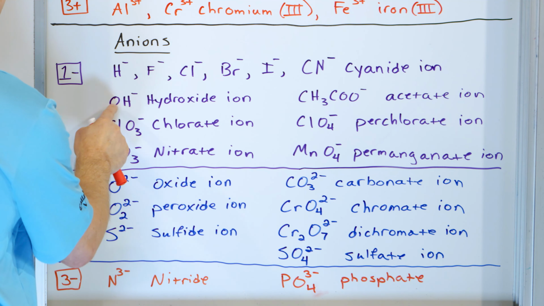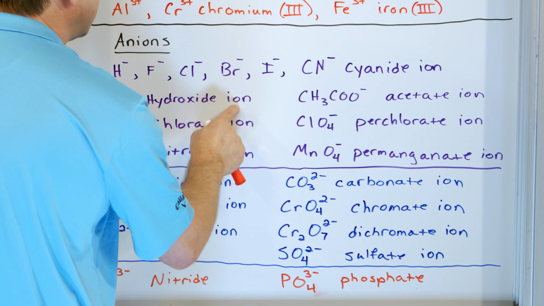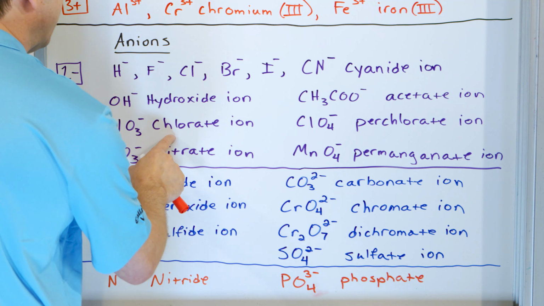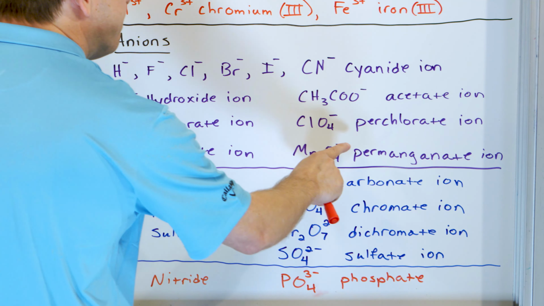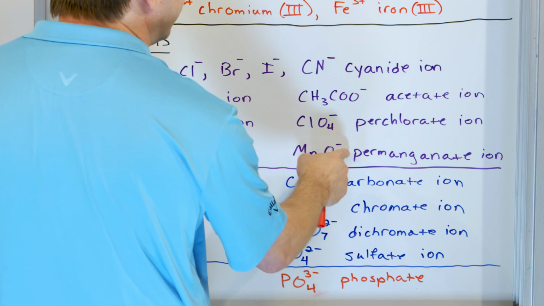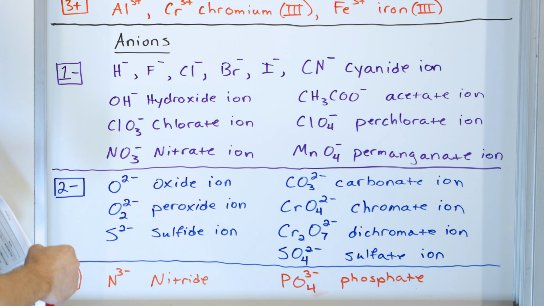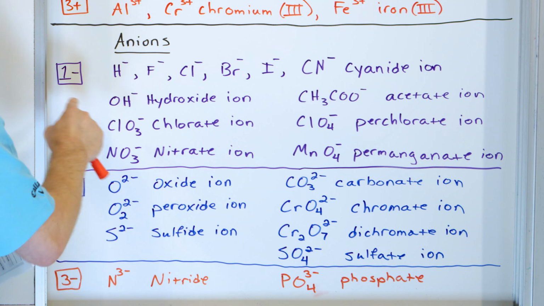Oxygen and hydrogen, just one of each, can come together and have an overall charge of -1. It's called a hydroxide ion. Then you have the chlorates and the perchlorates and the acetates and the permanganates. So one manganese there with 4 oxygens, overall, as a unit, has a charge of -1. The nitrate, extremely common, NO3, has an overall charge of -1.